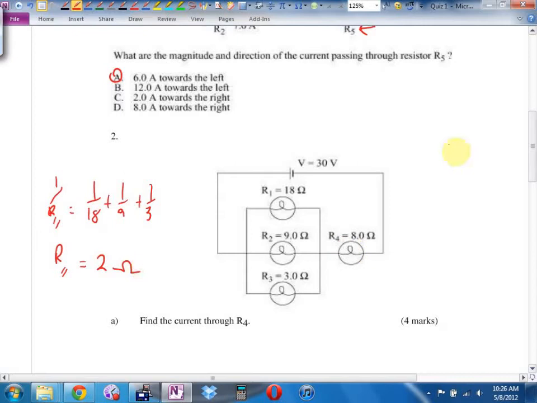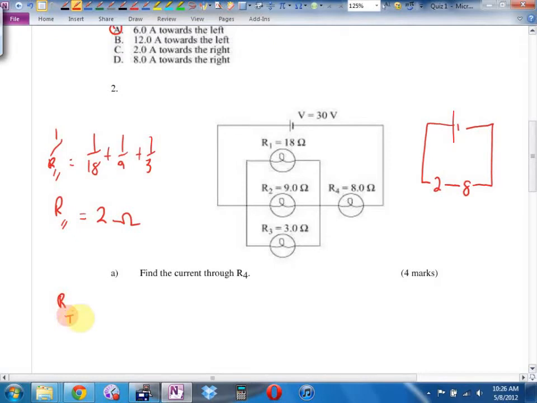So mathematically, this is the same as 2, 8. And now they're in series. What is my total resistance in this circuit? R total equals 10 ohms, which means the total current is going to be the total voltage divided by the total resistance. It's going to be 30 divided by 10. Total current is 3 amps.